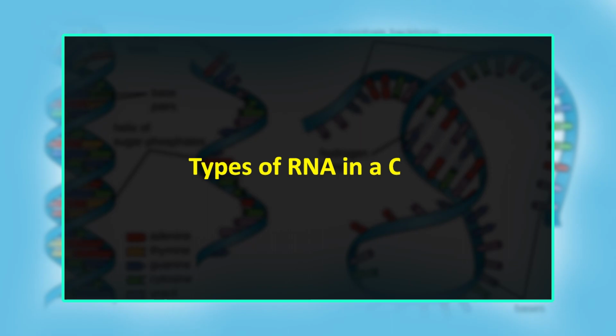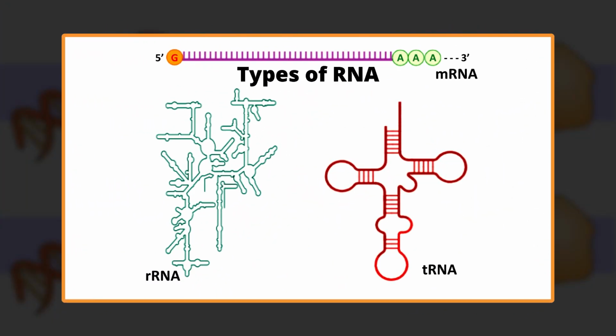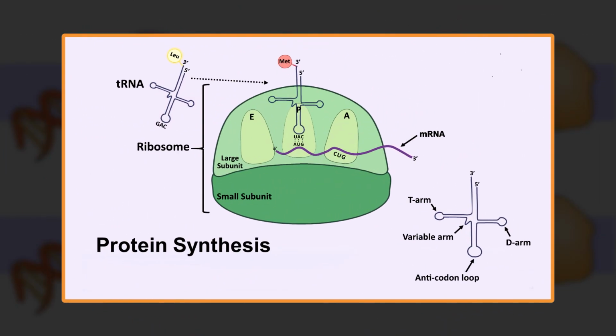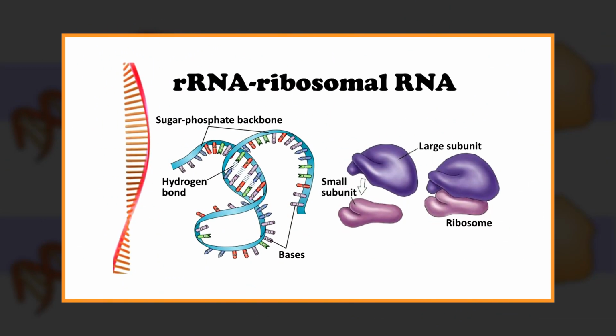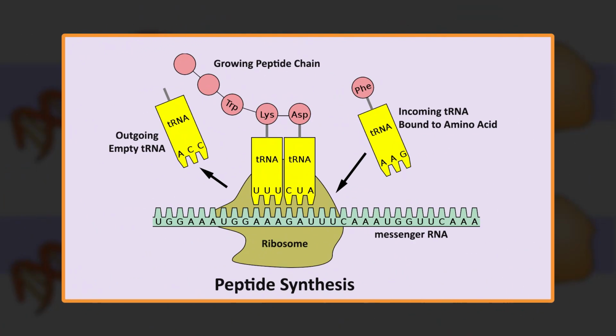Dear students, let's discuss the types of RNA in a cell. In both prokaryotes and eukaryotes, there are 3 main types of RNA. There are messenger RNA, that's mRNA, tRNA, that is transfer RNA, and ribosomal RNA, that is rRNA. These 3 main types of RNA are involved in protein synthesis. The RNAs of a ribosome are called rRNAs. tRNAs constitute a 3rd major class of RNAs that is required during protein synthesis.